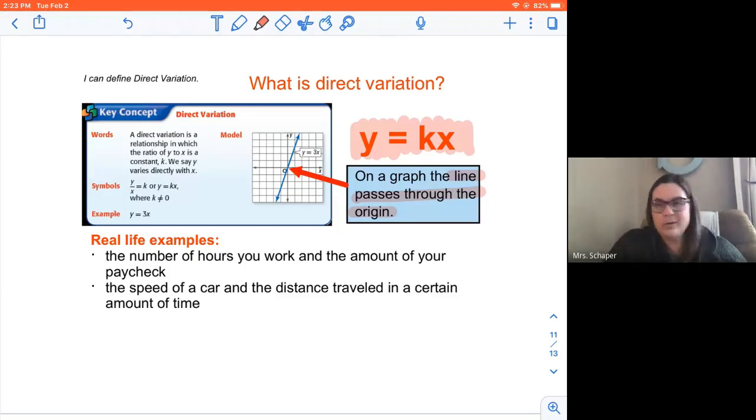Some examples: the number of hours you work and the amount of your paycheck. If you don't work, you don't get paid, right? The amount of gasoline you're going to use. If you don't drive your car, you're not going to be using any gasoline. Looking at those different examples, if it's zero, it's zero.